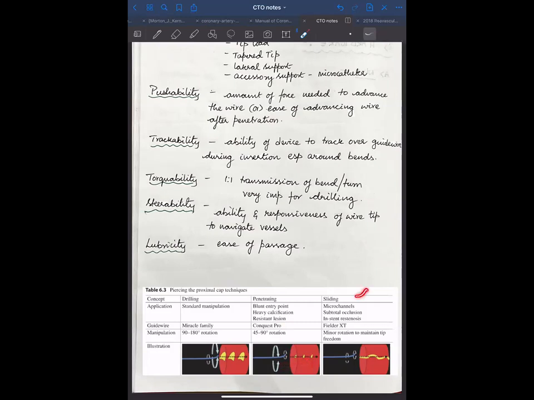The sliding technique is used if you are able to see a micro channel. For here, as I mentioned already, Fielder XT or a very basic wire with the highest hydrophilicity and polymer coated lubricity will go through this. For subtotal occlusions, this kind of technique is very useful. So the sliding technique is basically going along the channel which is already there.